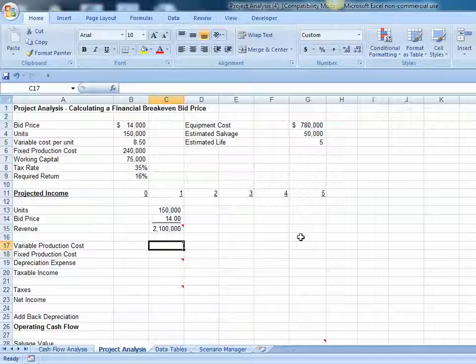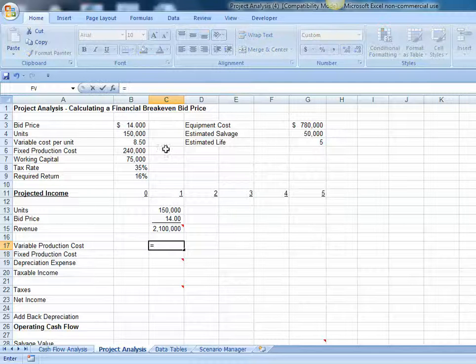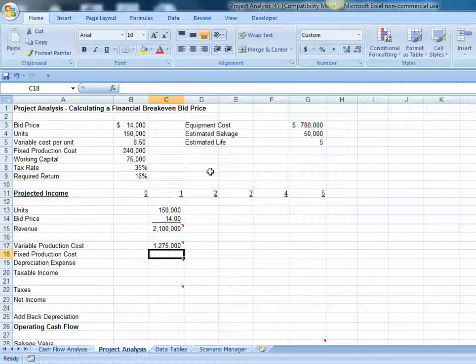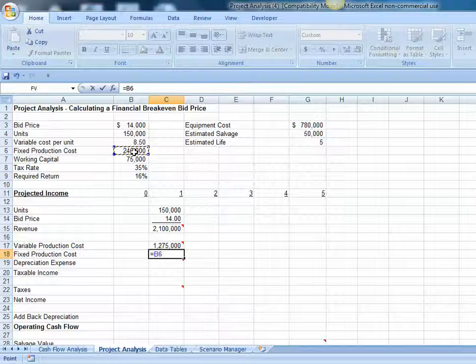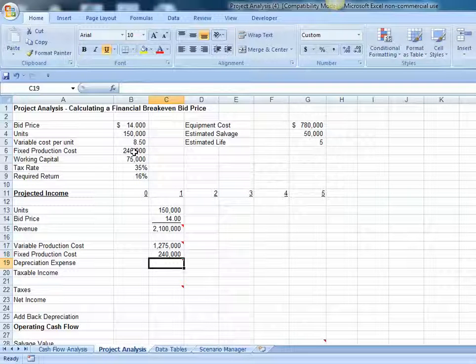Our variable production cost, we could link it to our units up in cell B4 with an absolute cell reference, or we can link it to the units in cell C13 with a relative cell reference, and again multiplying it by our variable cost per unit of 850. And again, that one has to be an absolute cell reference. Our fixed production cost is $240,000 per year, absolute cell reference.